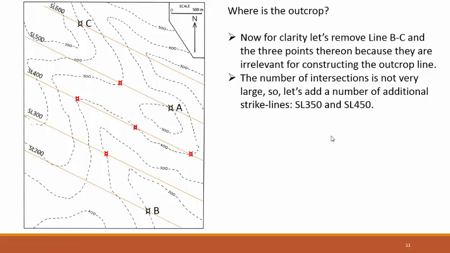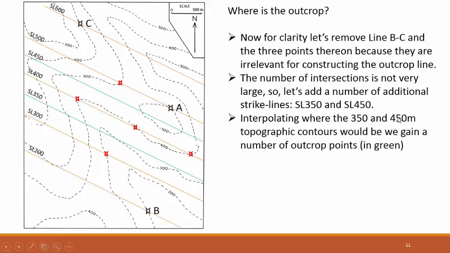So we now can add additional strike lines, and we start with the 350 and the 450 meter strike line. That would sit here for 350 and here for the 450 strike line. Also for these strike lines we can by interpolation construct the position of outcrop of our planar structure.